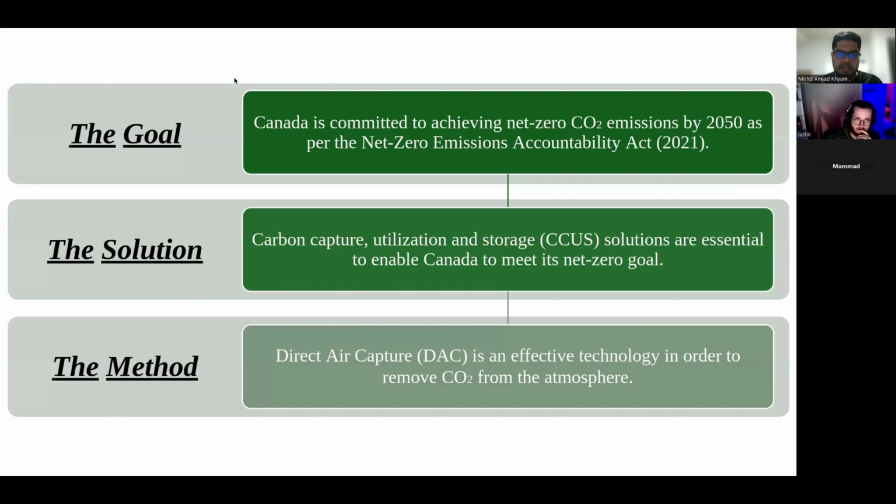In order to combat this issue, Canada's goal is to achieve net zero carbon dioxide emissions by 2050, as per the Net Zero Emissions Accountability Act in 2021. CCUS is an essential solution to enable Canada to meet this goal, and direct air capture, or DAC, is an effective technology to remove carbon dioxide from the atmosphere.